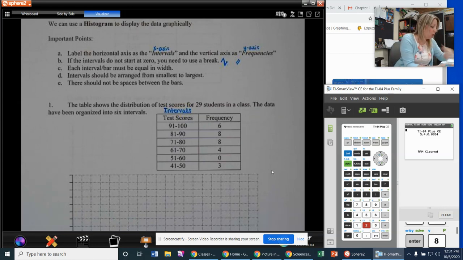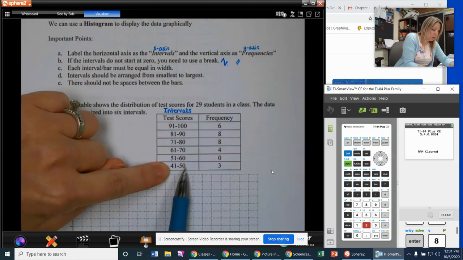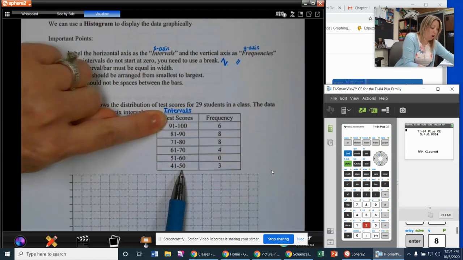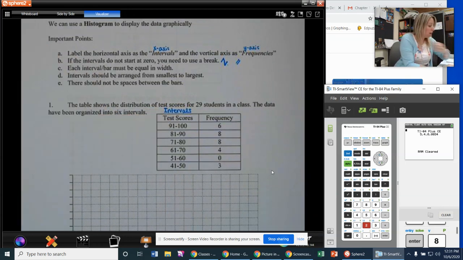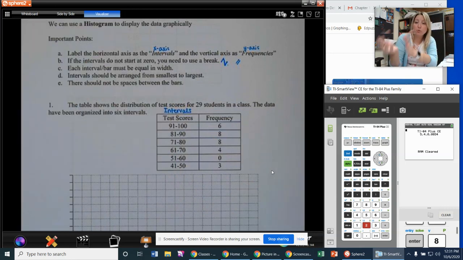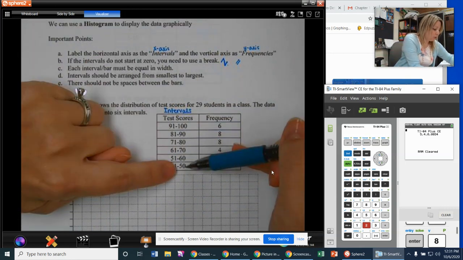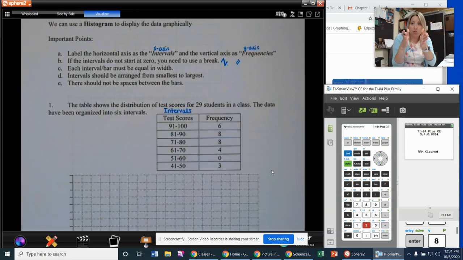Your intervals always go from smallest to largest, which means we're going to start here, because that's our smallest interval, all the way up to here. So this one's a little backwards from normal. And then there should not be spaces between the bars. So the bars touch. And the reason for that is it goes directly from 41 to 50, then starts 51 to 60. There is no gap between the intervals, so there's going to be no gap between the bars that represent them on the graph.